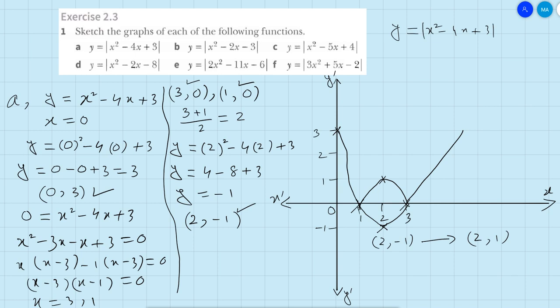Okay, I hope you completely understand part A. Now move to part B.